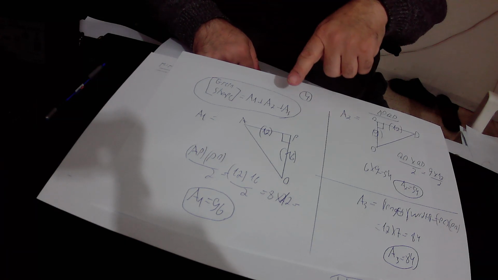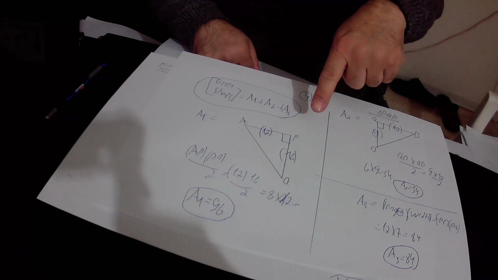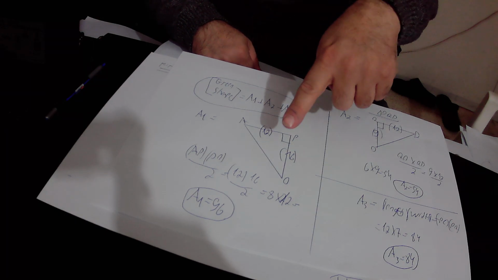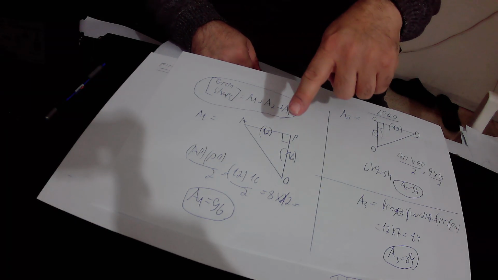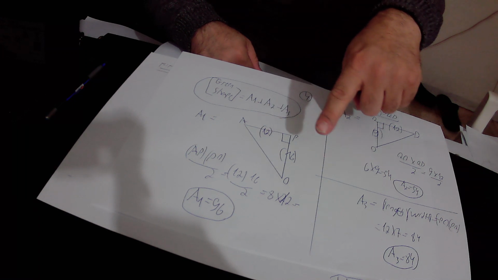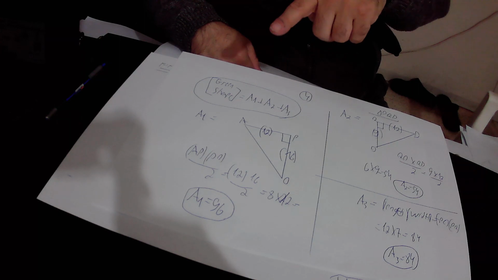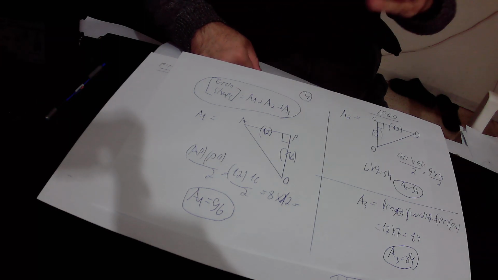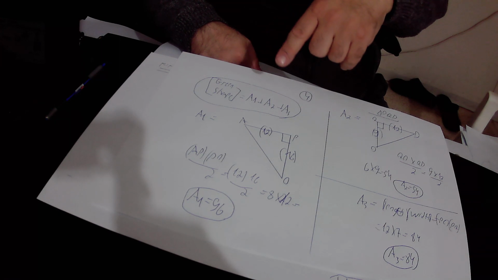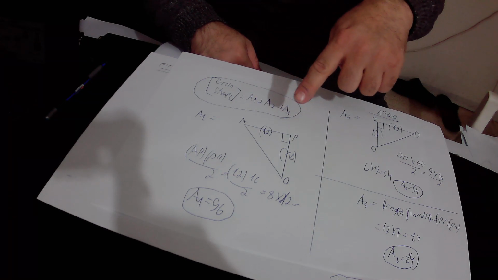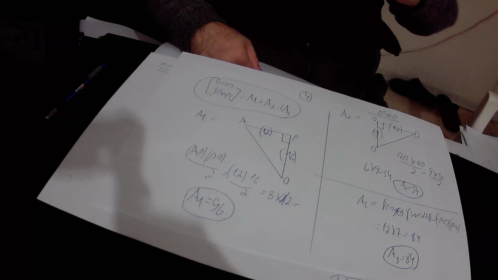So here the area A1 equals AP times PO over 2. AP is 12, PO is 16 over 2. 16 over 2 is 8, so in total this expression equals 8 times 12, that is 96. So we found that A1 equals 96 square units. That is to say, the area of the right triangle APO equals 96 square units.